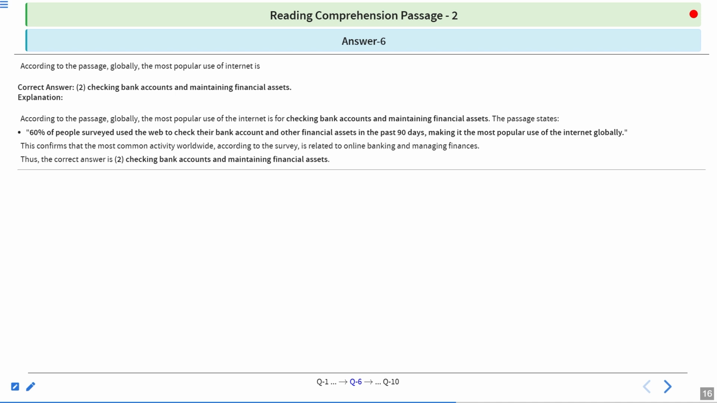This confirms that the most common activity worldwide, according to the survey, is related to online banking and managing finances. Thus, the correct answer is 2, checking bank accounts and maintaining financial assets. I hope you have understood.